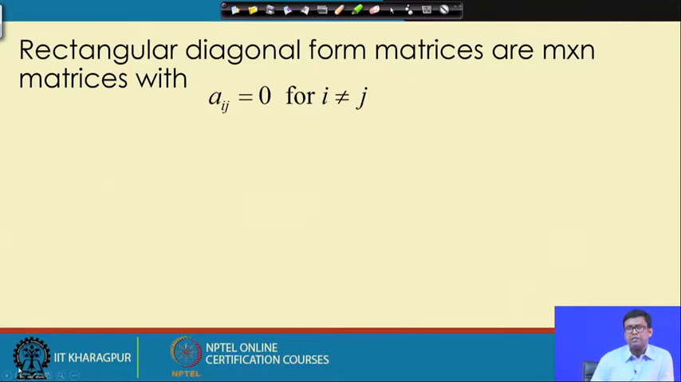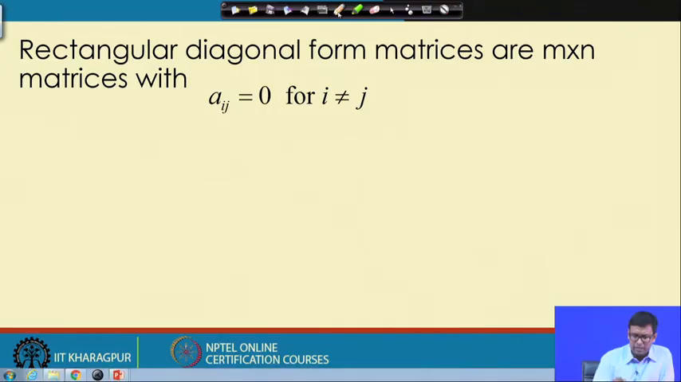Rectangular matrices, so we are discussing only square matrices here. There are rectangular matrices, in which case they follow the definition that the terms with different row and column indexes are 0. These are called matrices with rectangular diagonal form, and an example can be a rectangular matrix 1 0 0, 0 2 0, 0 0 3 and 0 0 0.